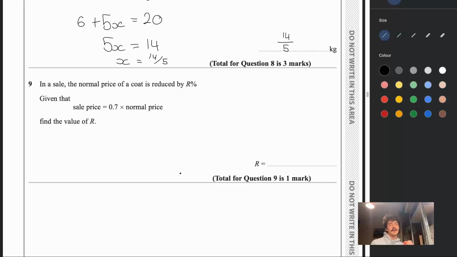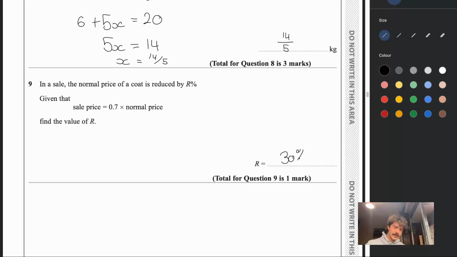Cool. All right. In a sale, the normal price of a coat is reduced by R%. Given that the sale price is equal to 0.7 times the normal price, find the value of R. Okay, so let's have a look. Find the value of R. Reduced by, unless this is trivial, I think it's 30%.